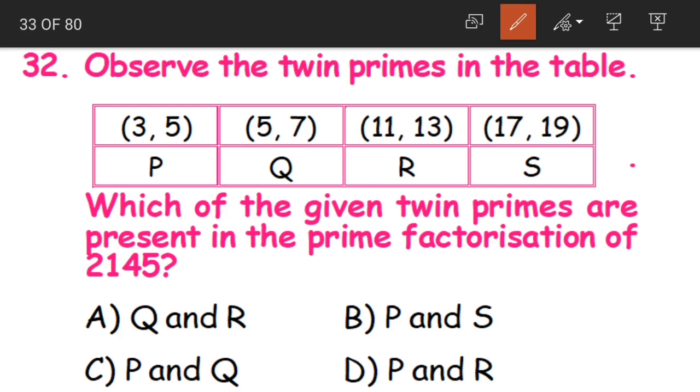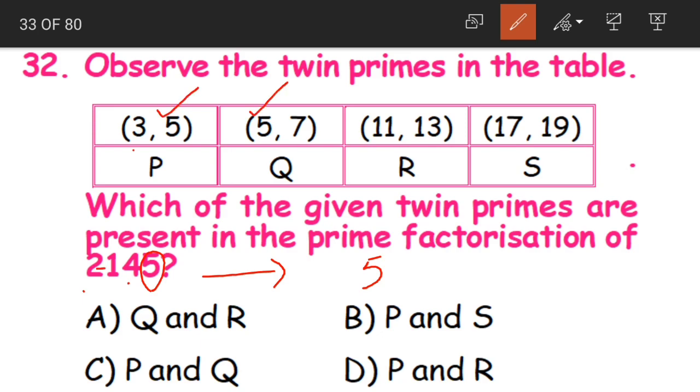Okay. Now we have to see which of the given primes are present in the prime factorization of 2145. If we look at the given number, 2145, it has 5 in the ones place. That means it is divisible by 5. Yes or no? Yes, so it is divisible by 5.